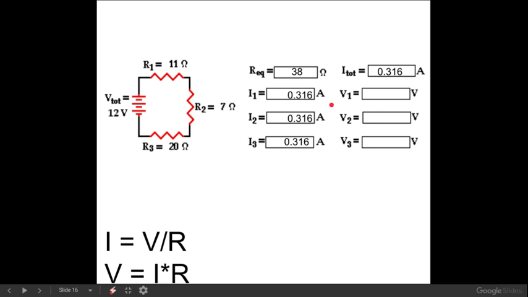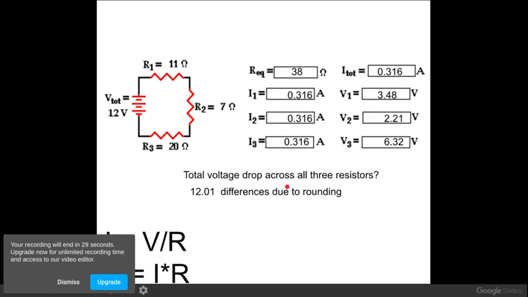So now let's find the individual voltage drops. To do that, we're going to use this form, the current times the resistance. So 0.316 amps times 11 will give you 3.48. 0.316 amps times 7 will give you 2.21. And 0.316 amps times 20 will give you 6.32. So this is how much voltage each of those resistors is using up out of the 12 volts of the battery. What happens if we add up all three of these voltages? We should get 12, which actually, if you do that, you will get 12.01 due to rounding differences there.